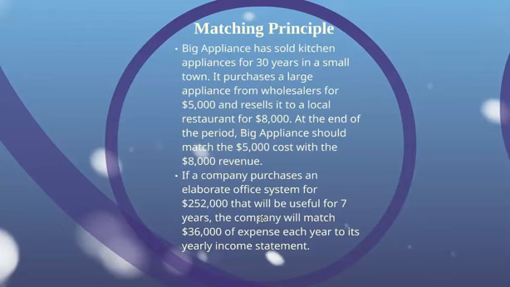If a company purchases an elaborate office system for $252,000 that will be useful for 7 years, the company will match $252,000 divided by 7 years, i.e. $36,000 of expense each year to its yearly income statement.